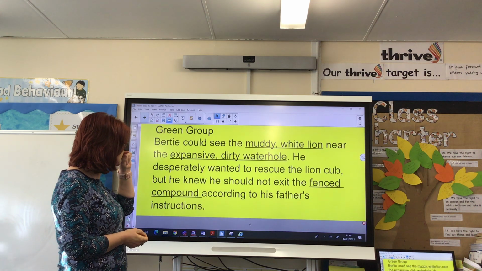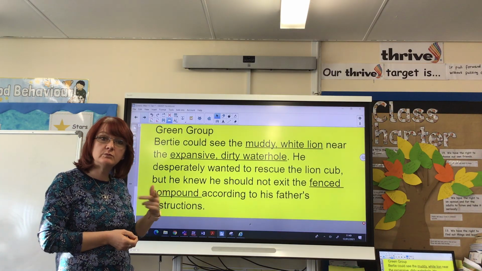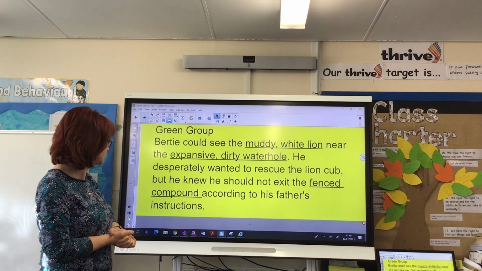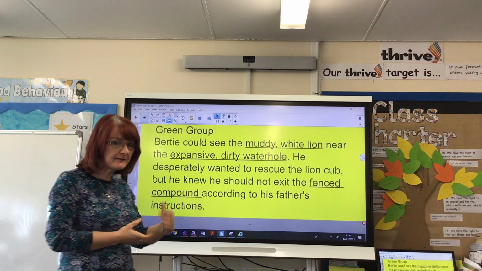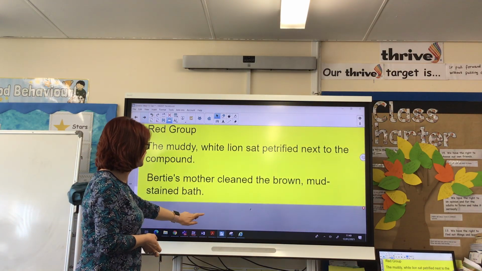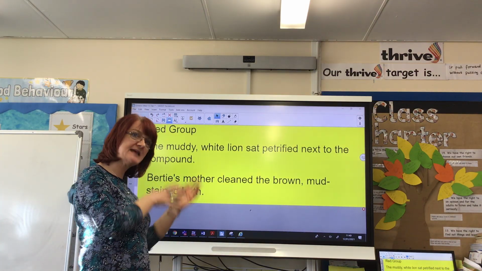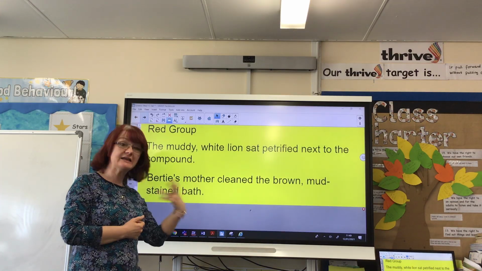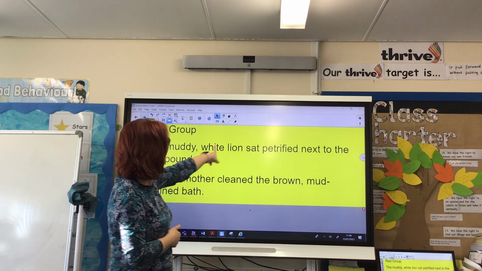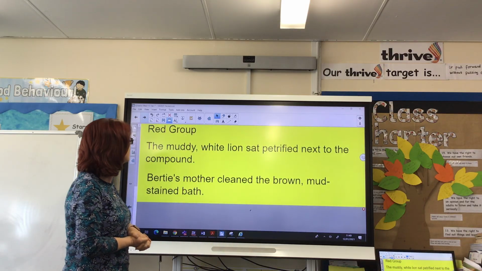Remember, I talked yesterday about extending that noun phrase with a preposition. I've got one there, near the expansive dirty waterhole. Okay, so think about that as well. If you are in red group, I'm asking you to write me some sentences using your noun phrases. Remember, a noun phrase is not a sentence, but today you can make that into a sentence by giving your phrase a verb. So the muddy white lion sat, there's the verb, sat petrified next to the compound.